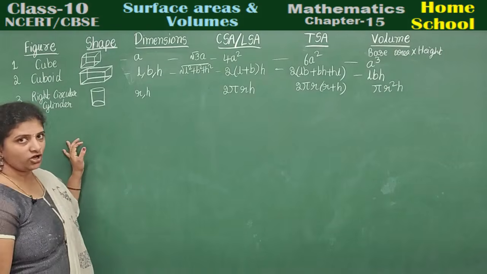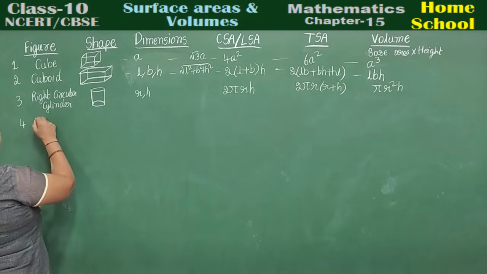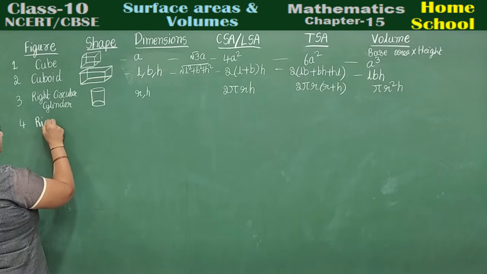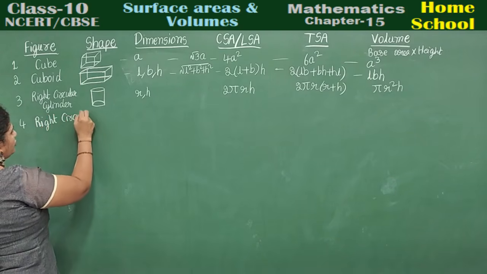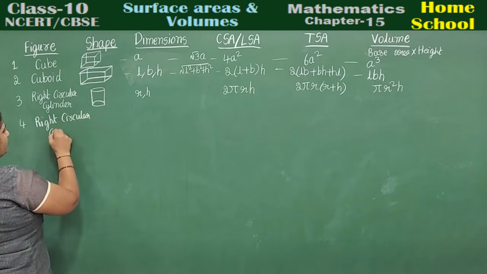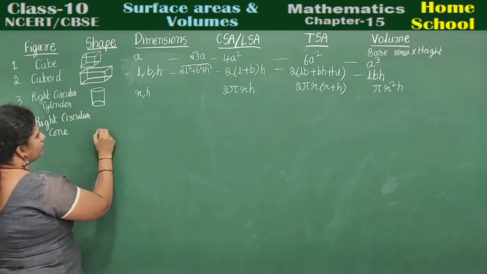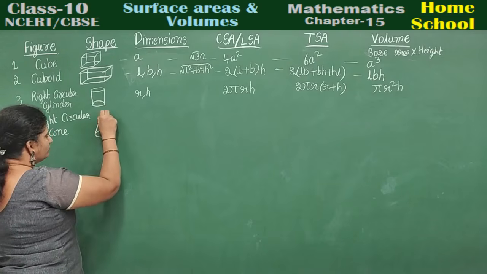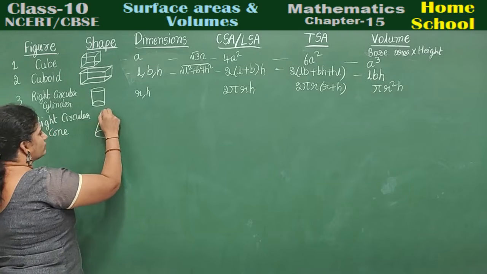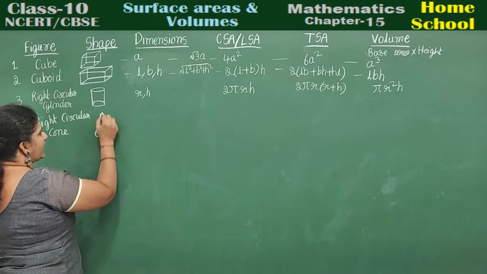Let's see the next solid here. That is the right circular cone. Let's draw a cone. Circle at bottom. Why is it right, children?